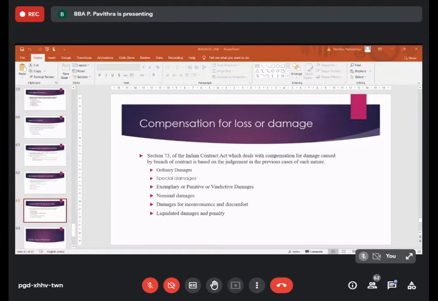Now, these vindictive damages literally translate to punishments. All right. If you're going to cause physical harm to someone, or someone is gravely injured by your breach of contract, then you might even be imprisoned.